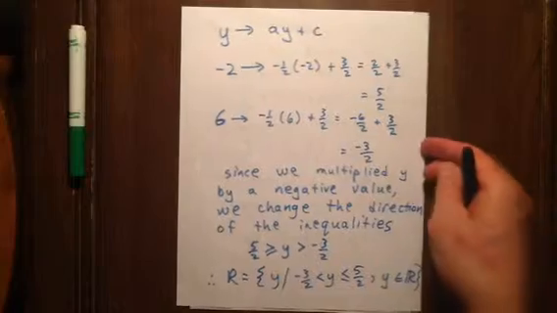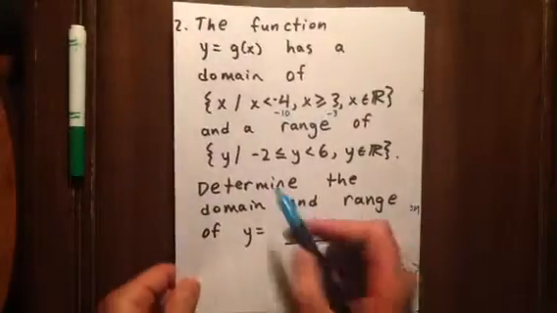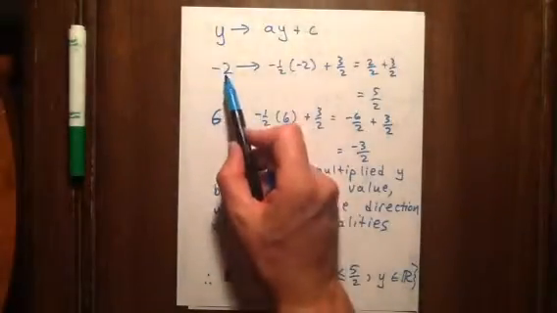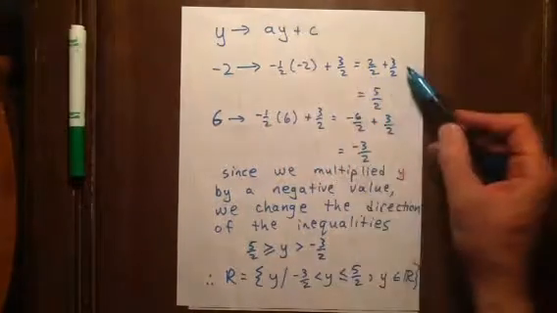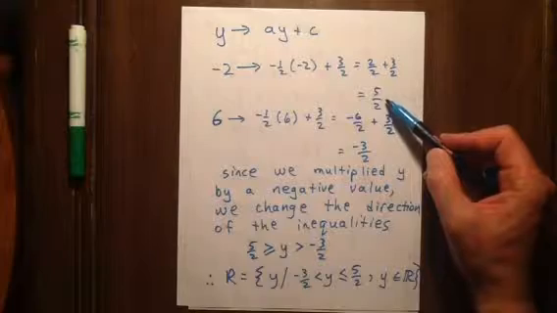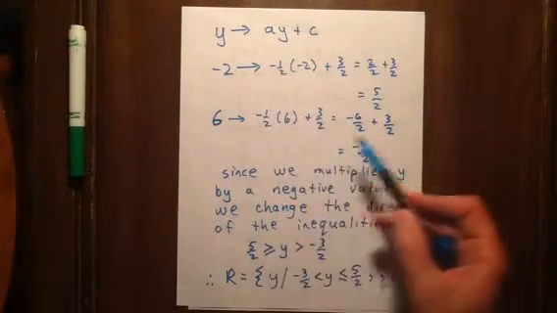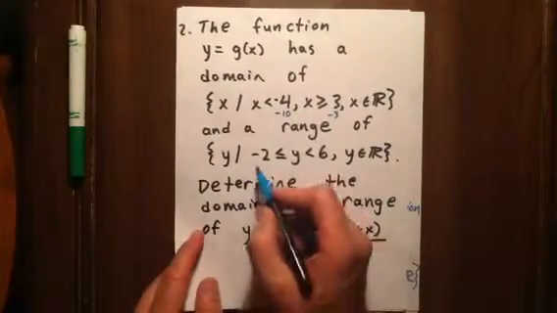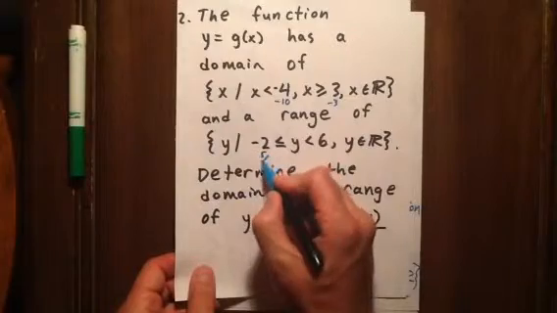Our range has y mapping onto ay plus c. Well, our relevant range values were negative 2 and positive 6. So negative 2 will map onto a times negative 2 plus c, and mathematically that's 5 halves. And our 6 will map onto a times 6 plus c, and mathematically that's negative 3 halves. So at first glance we just say our negative 2 becomes 5 halves and our 6 becomes negative 3 halves.